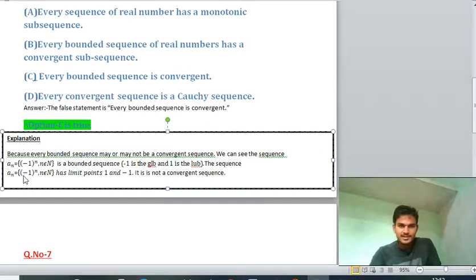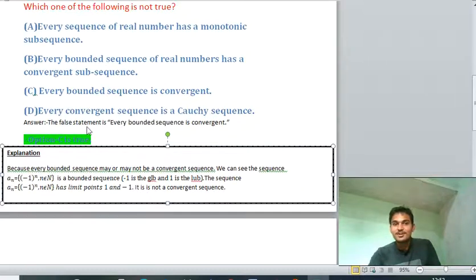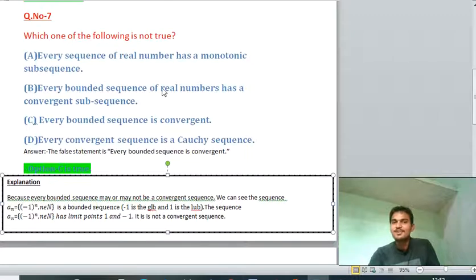However, this sequence is not a convergent sequence, and it is an oscillatory sequence. So the sequence is bounded but not convergent. Here it is written that every bounded sequence is convergent, but we got this example where the sequence is bounded but not convergent. So the option 'every bounded sequence is convergent' is not true.